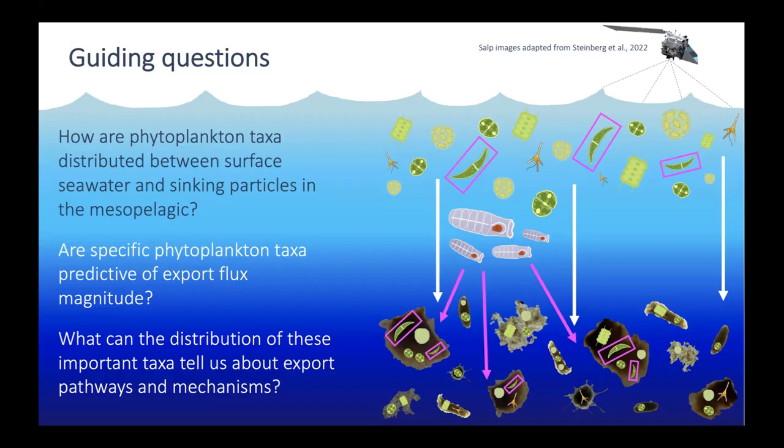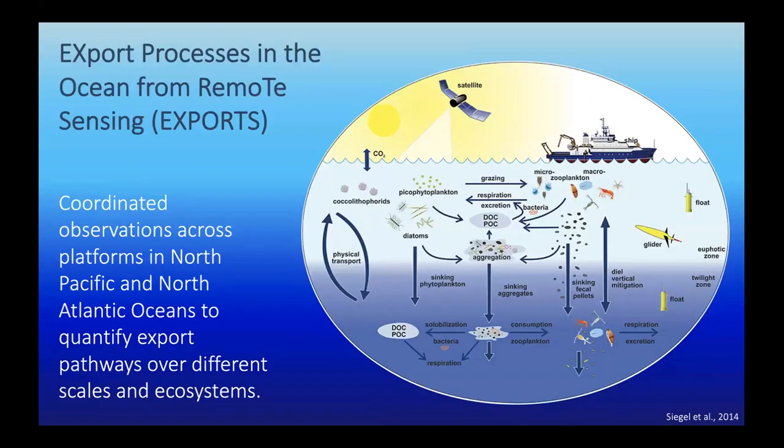So how did we actually do this? Dave gave a really nice overview of what we did on EXPORTS, mostly focusing on our second cruise in the North Atlantic. But there were actually two different field campaigns as part of the EXPORTS study. So we had coordinated observations in the North Pacific in 2018 and in the North Atlantic in 2021. Both times we had multiple different ships, a lot of different assets, and many, many different in situ measurements to try to characterize as many of these different stocks and processes that you can see here as possible.